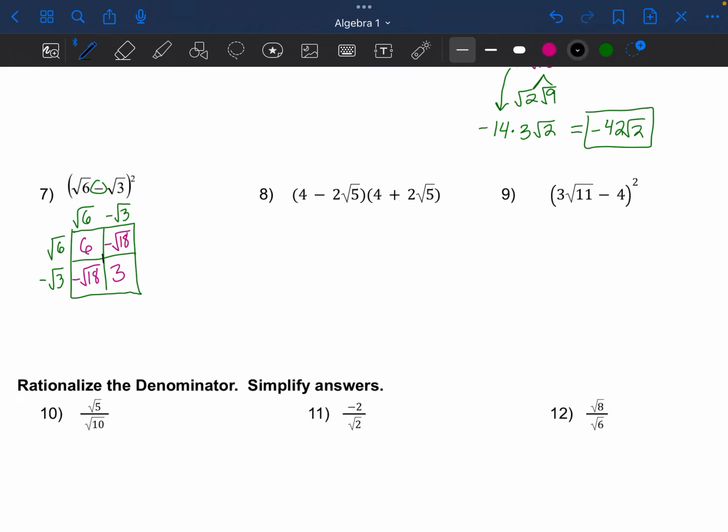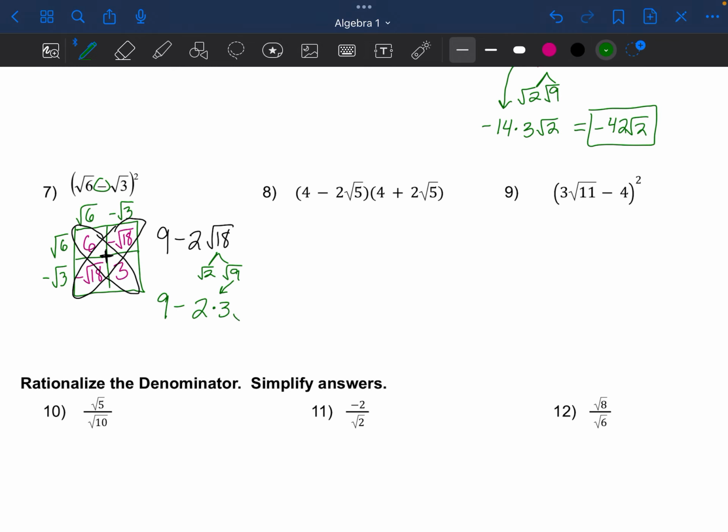To combine these, we're going to look at our like terms, remembering to add them across. 6 plus 3, and negative square root of 18 plus negative square root of 18. So that is 9 minus 2 square root of 18. And we know we can simplify 18 because we just did it up above. It can get split up into square root of 2 and square root of 9. So 9 minus 2, square root of 9 becomes 3. Make sure you're multiplying it with that number that's on the outside. Square root of 2 is left over. 9 minus 6 square root of 2.